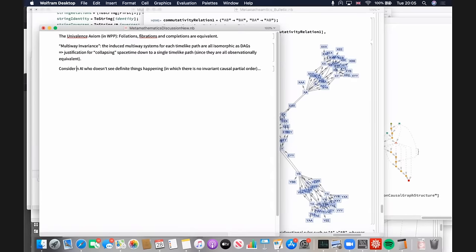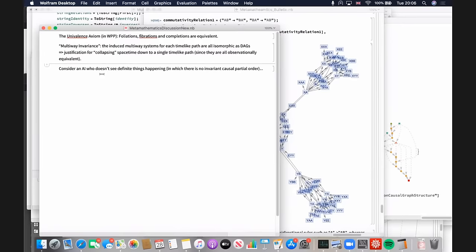Let's think. So, no invariant causal partial order. Well, that's a yet different thing, right? That's an even higher level. But I mean, no, look, this is the whole point. The thing that allows us to get reducibility, the thing that allows us to make sense of the world or of mathematics, is the fact that we are modding out by all of that.